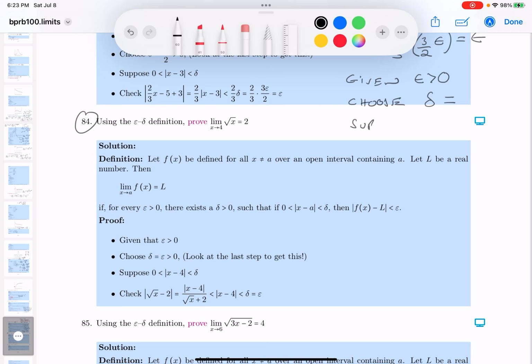Suppose, what are you supposing? That the absolute value of x minus 4, it's coming from over here, by the way, is less than delta. I don't want the x to be 4, so I'll say greater than 0. Here comes the tough part, the check. What are we checking? The function, which is root x, minus the limit, minus 2.